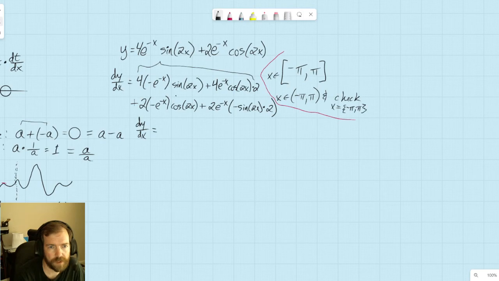Okay, so the first one here ends up being a negative 8 e to the negative x sine of 2x. If I miss anything, let me know.